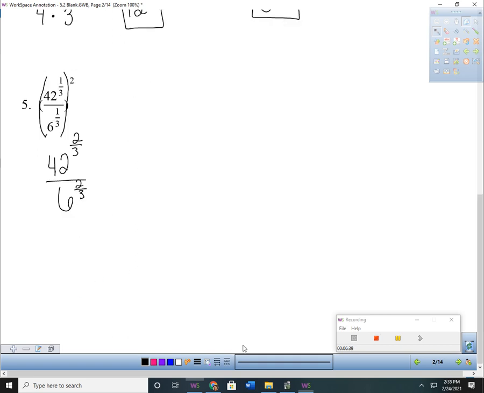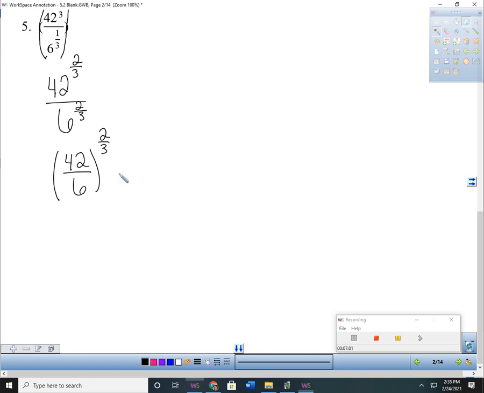Now remember that quotient of powers property. I have two things being divided, but they both have the same exponent, right? So I can kind of do that one backwards and say this is the same thing as 42 over 6 to the 2/3, right? And the only reason I really want to do that is because 42 will divide by 6, right? 42 divided by 6 is 7, and then we have that raised to the 2/3. So we have fully simplified it.